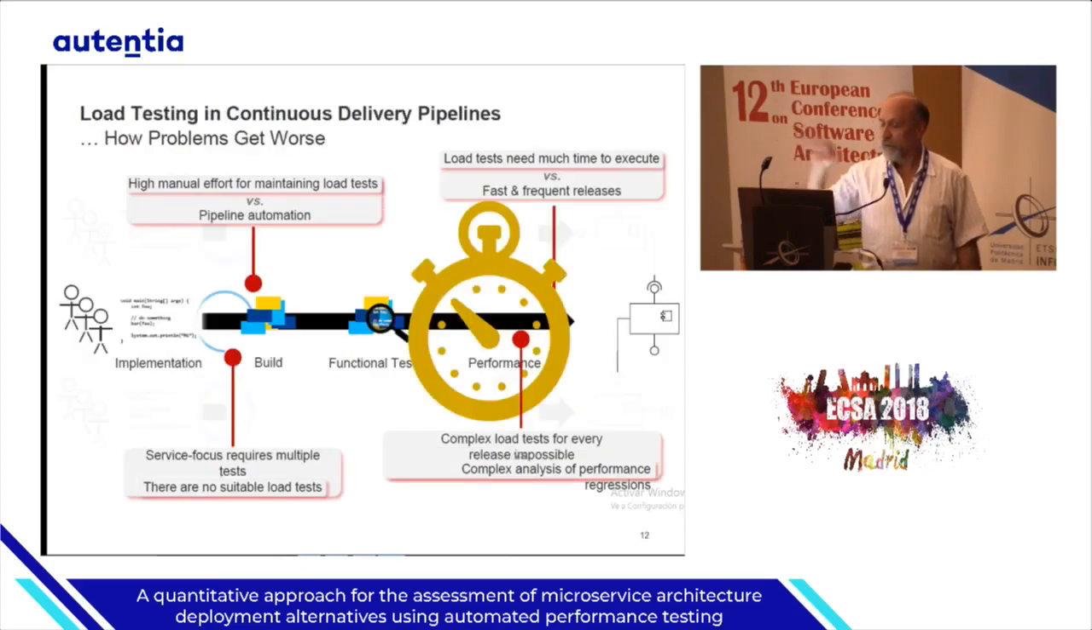And now you put all of this integrated in a continuous development pipeline. So hard problems become even worse, right? Not only do you have high manual effort, but you need to automate everything. And load tests take lots of time, but you need to have frequent and fast releases.